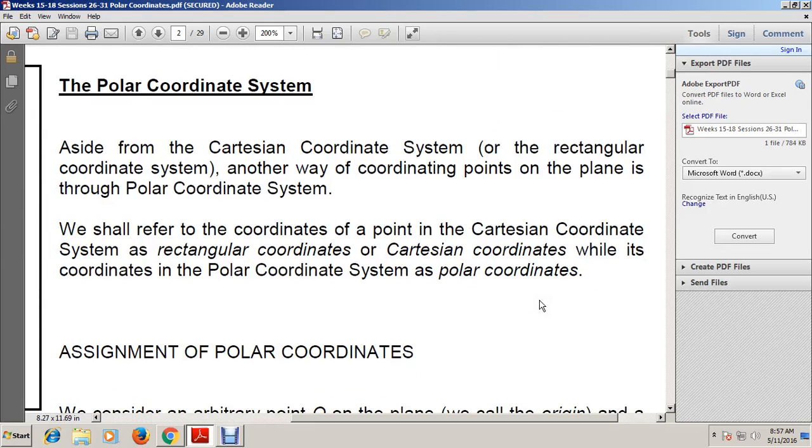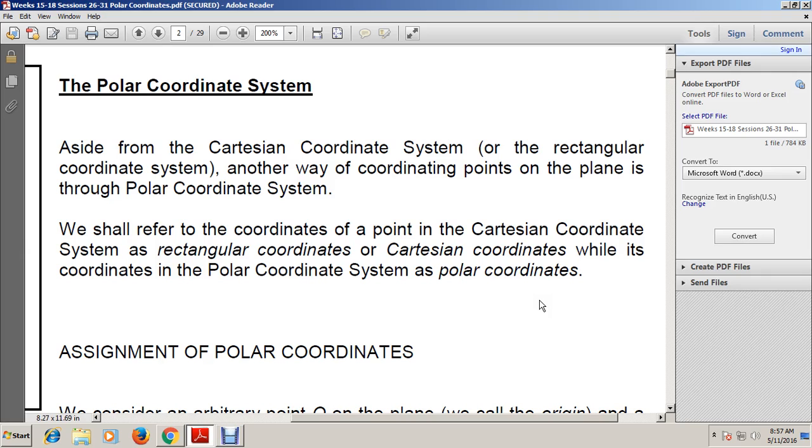Okay, so aside from the Cartesian coordinate system or the rectangular coordinate system, another way of coordinating points on the plane is through what we call the polar coordinate system. Of course, there is a transition between the Cartesian coordinate system or the rectangular coordinate system into the polar coordinate system and vice versa, as we will be introducing later on.